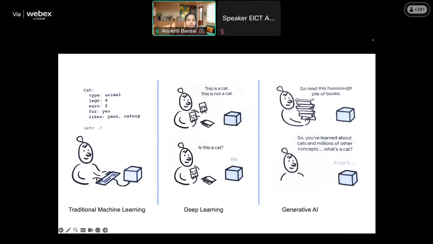Like we have just seen in traditional approaches, if I have to specify whether this is a cat or not, I have to write the features: type is animal, legs are 2, ears 2, fur yes, then maybe this is my cat. In deep learning, I will show this is cat, this is not cat, this is cat, this is not cat. So I will show the images, it will extract the features on its own, and it will provide me the class.